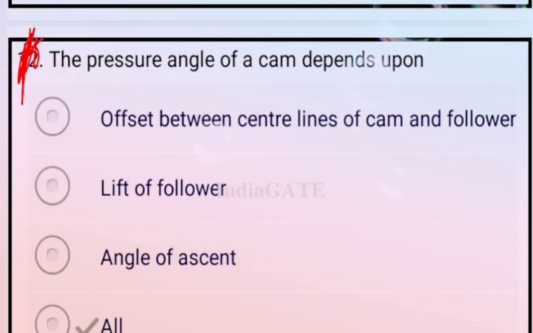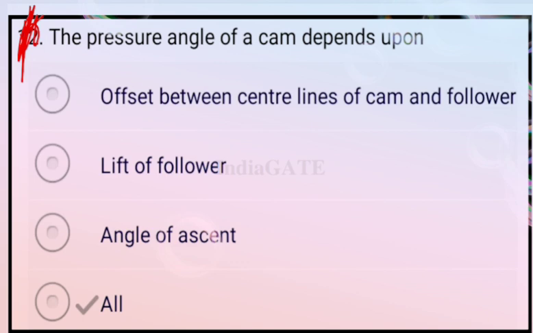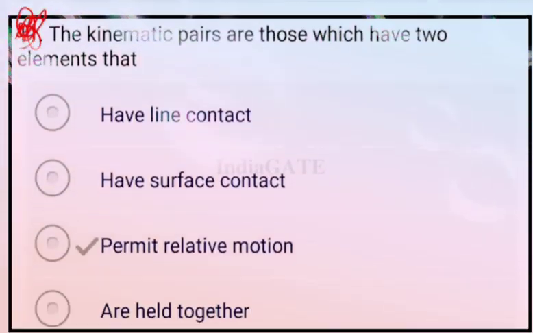The pressure angle of a cam depends upon the all of above, that is option A, offset between the center line of cam and follower, option B, lift of follower, and option C, angle of ascent. So all of above is the correct answer, means option D is correct. Now come to the next question.